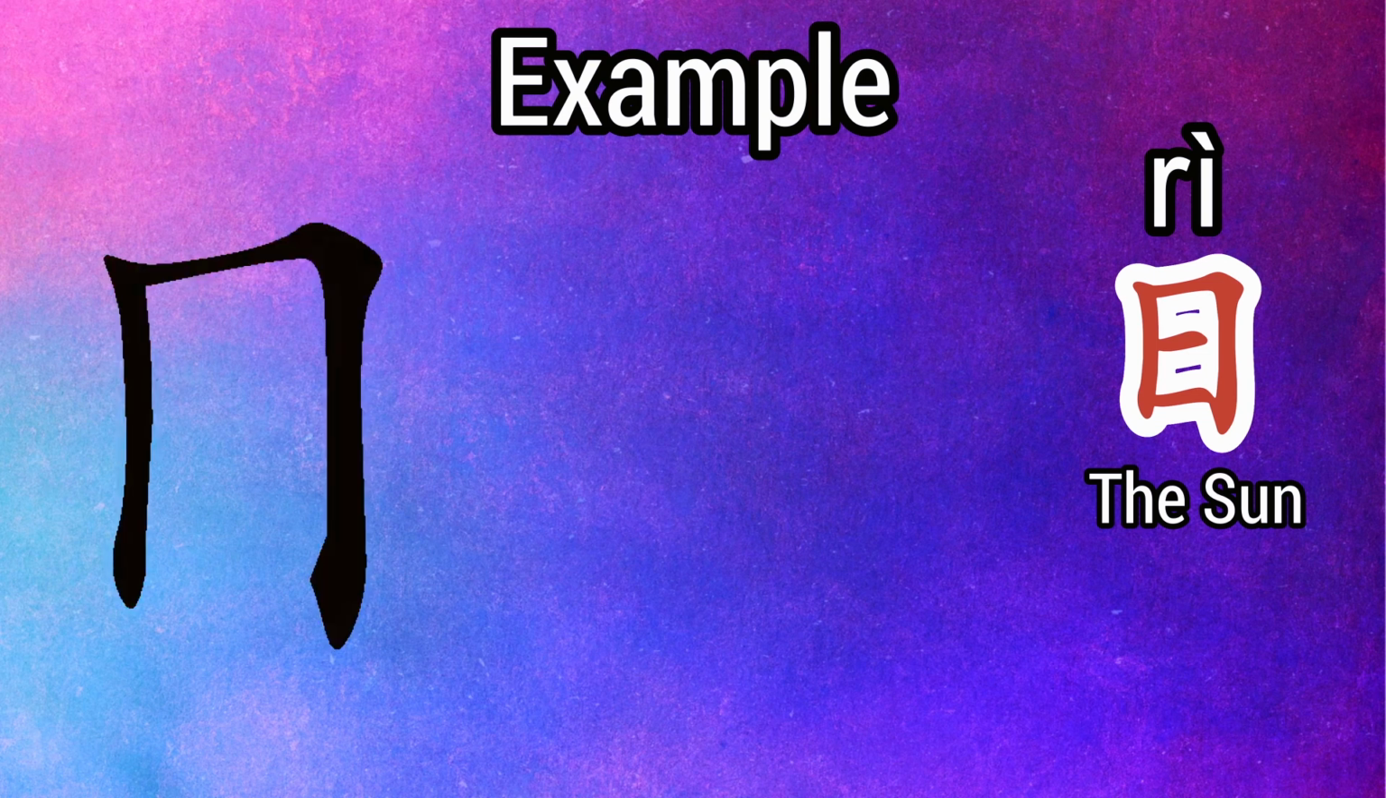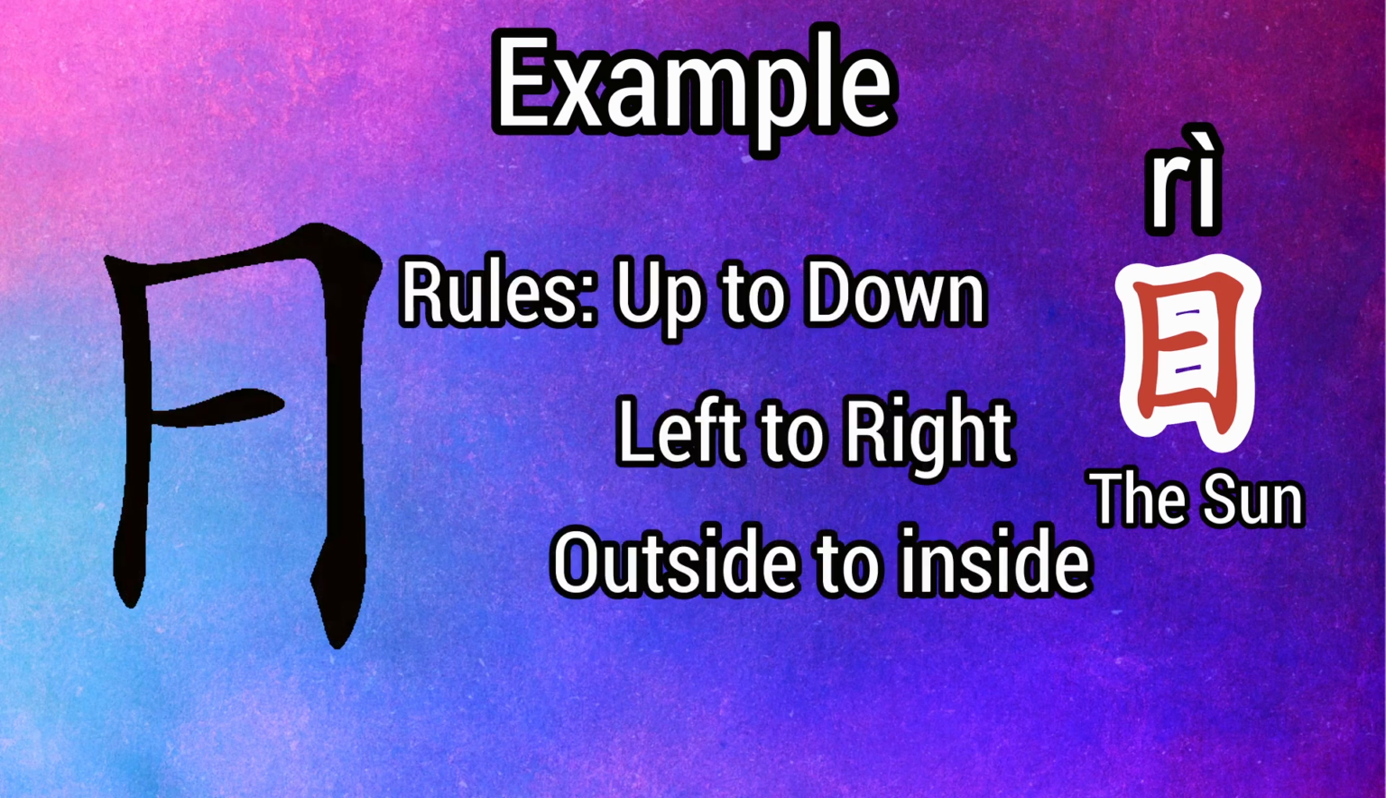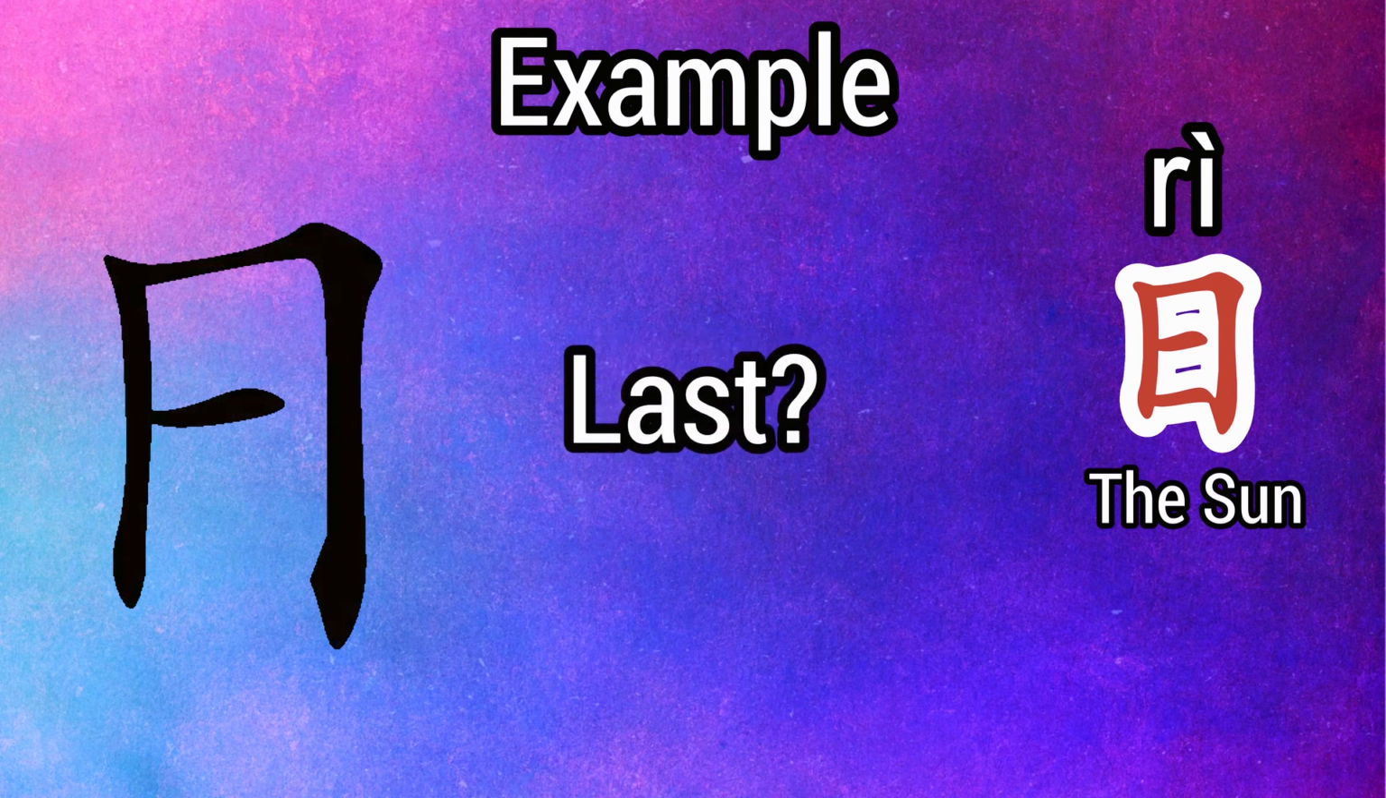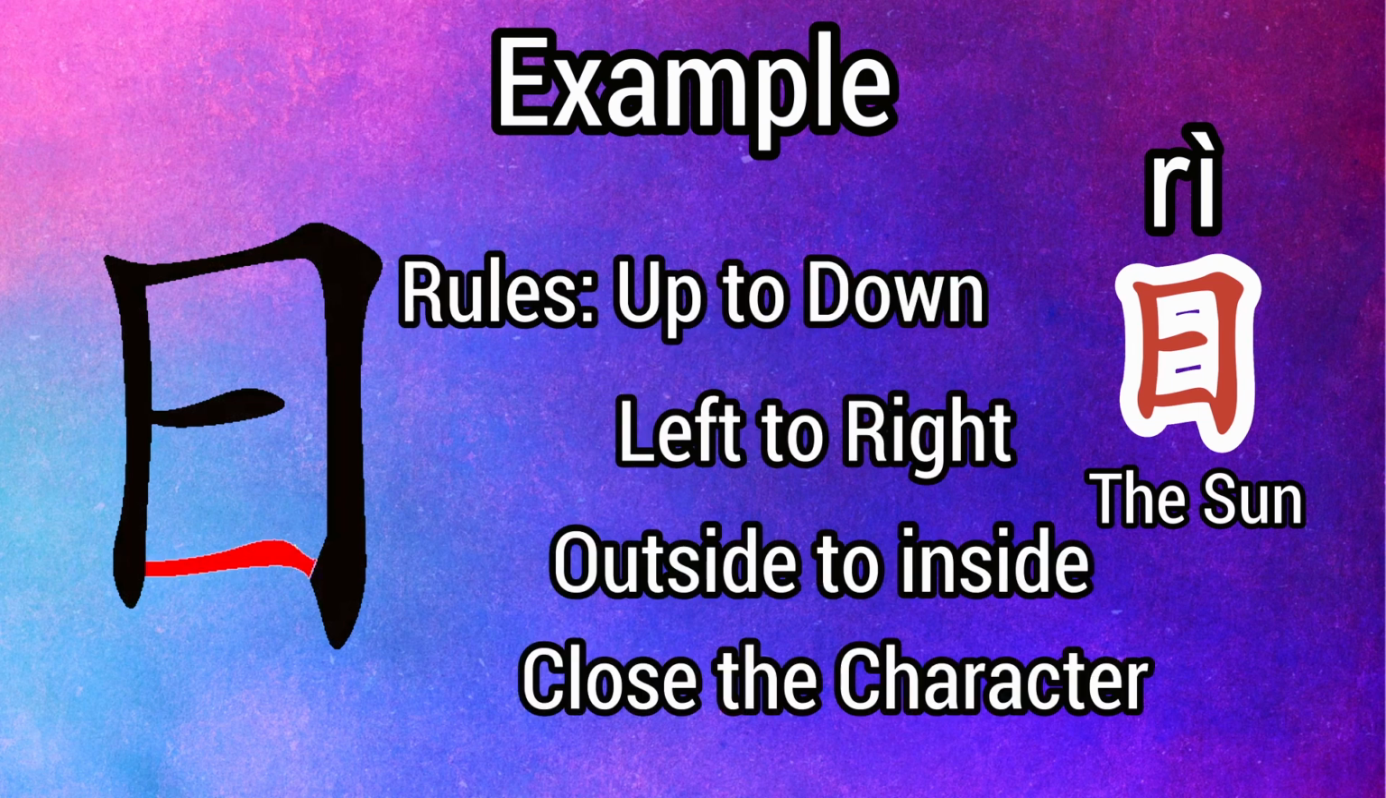So what's next? We need to precede the inside. A short horizontal, because it's from outside to inside. So here's the question, what will be the last? You're right, we need to close the character with a short horizontal. See, this is how we write the character in order. There are some other rules that will be applied.